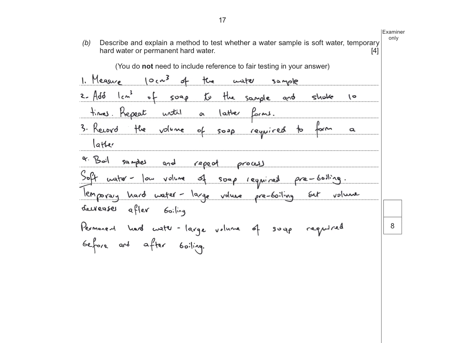I'm then going to boil all the samples and repeat the process. If it's soft water, I will not require much soap at all before boiling. If it's temporary hard water, I'll need a large volume of soap before boiling, but a low volume after boiling. And if it's permanent hard water, I'll need a large volume of soap before and after boiling.